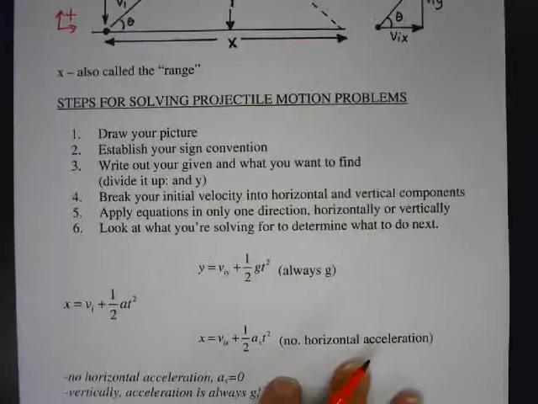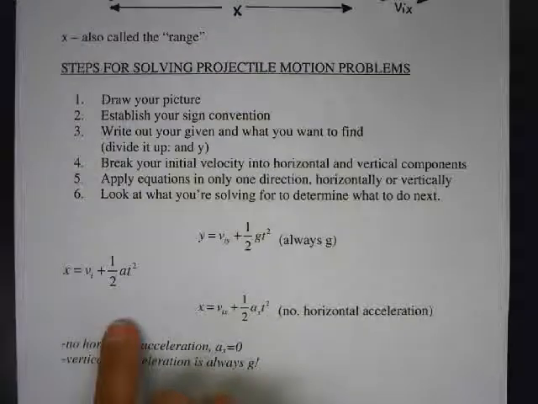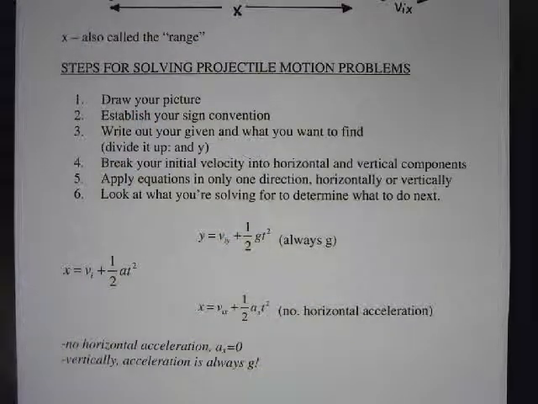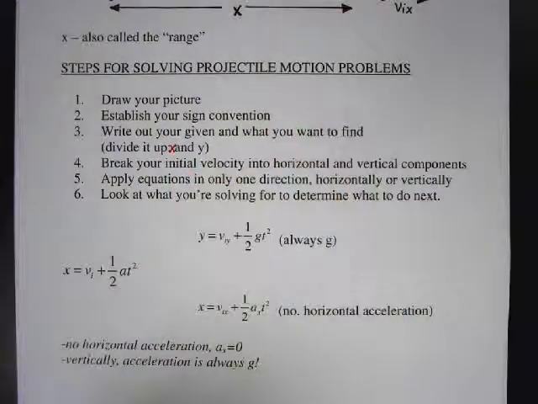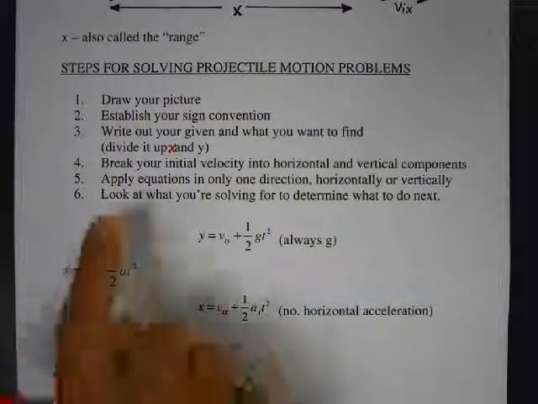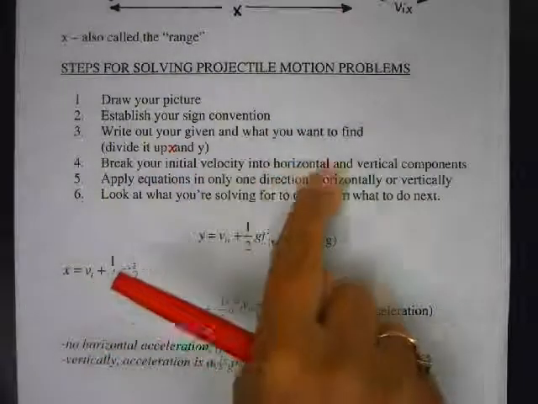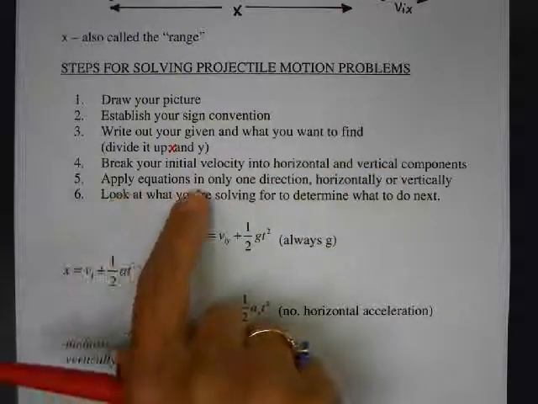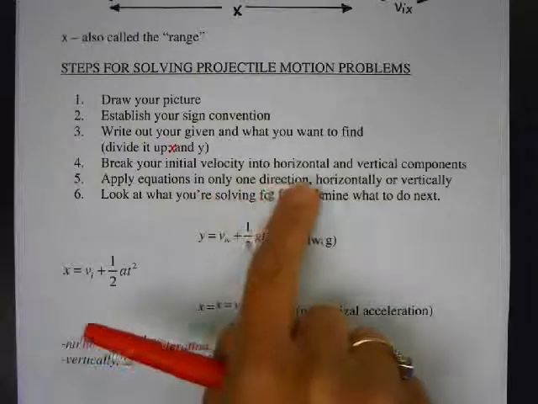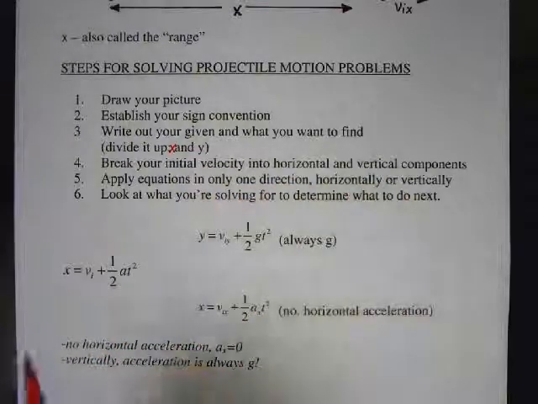So here are the steps for solving these problems. Number 1, you want to draw your picture. You need to establish your sign convention. You need to write out your givens and what you want to find, but remember, you're going to divide it up. You're going to have x and y. You're going to break your initial velocity into horizontal and vertical components, if you can do that. You're going to apply all our same equations, but you're only going to apply them horizontally or vertically.